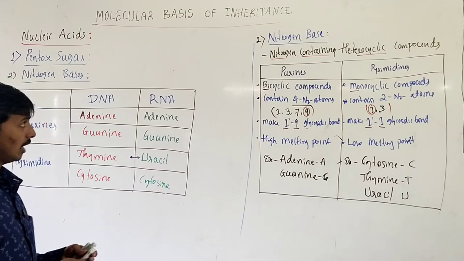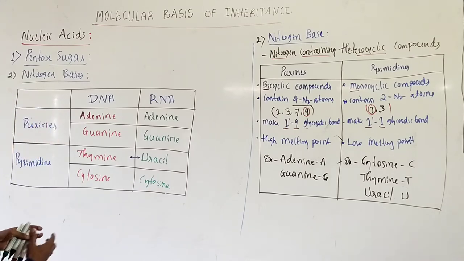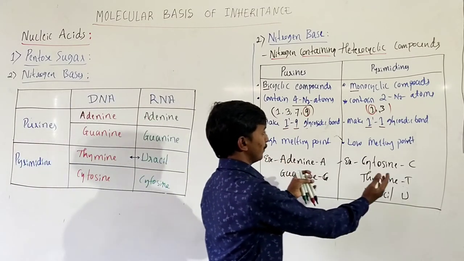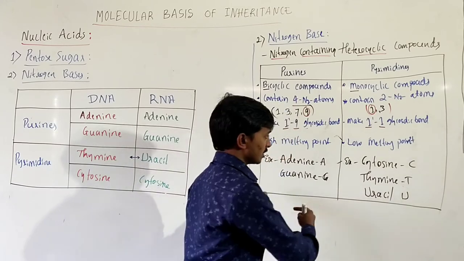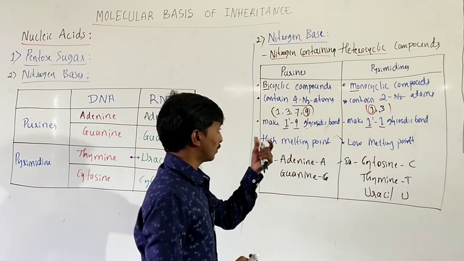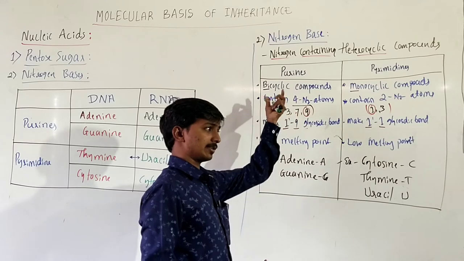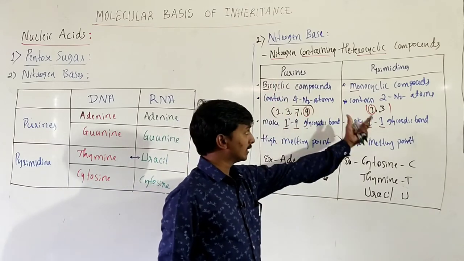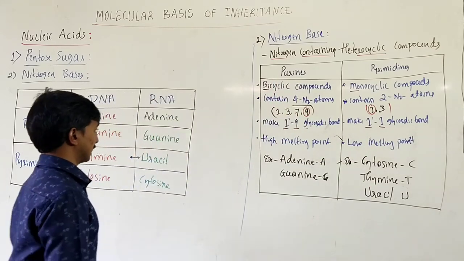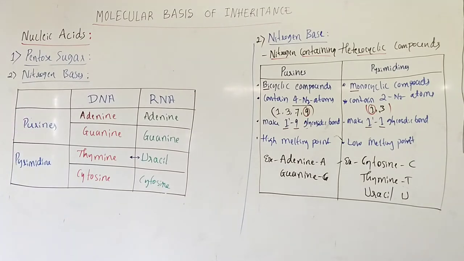This is how we can see the difference between purines and pyrimidines. The difference is made based on the number of rings. Purines contain two rings, as bicyclic compounds. Pyrimidines contain a single ring, as monocyclic compounds. Pause the video and take down these in your notes.